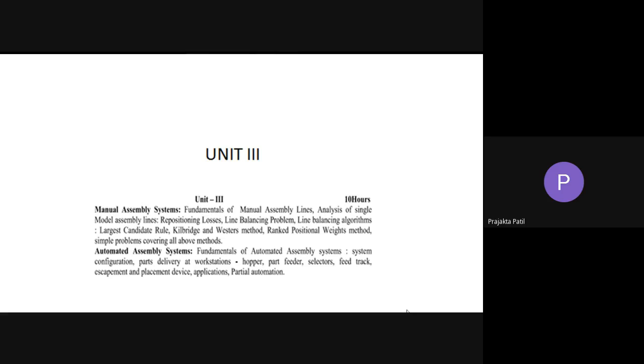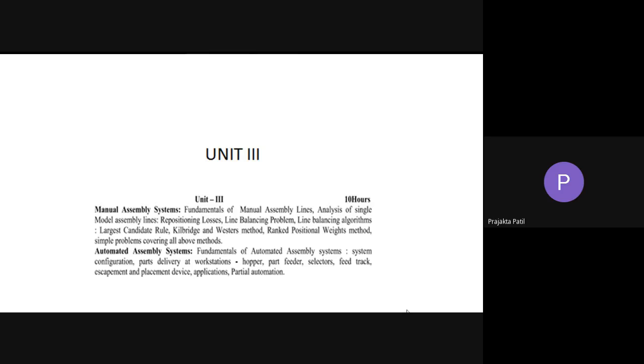So we have completed unit 2, and now we are going to start with unit 3. So this is the syllabus of unit 3. In unit 2, we have studied about the automated production lines. Likewise, we have automated assembly lines also. But before we understand what automated assembly lines are, we will first know what these manual assembly lines are. So in unit 3, we'll first be studying the manual assembly system.